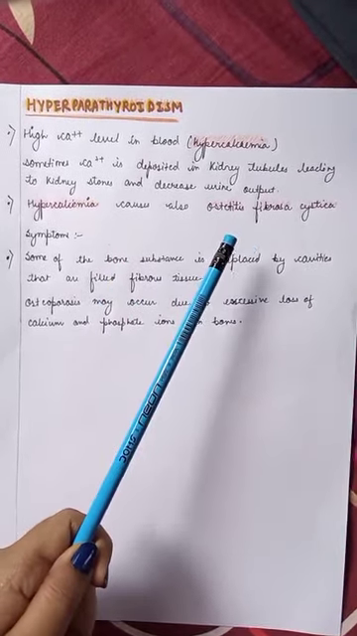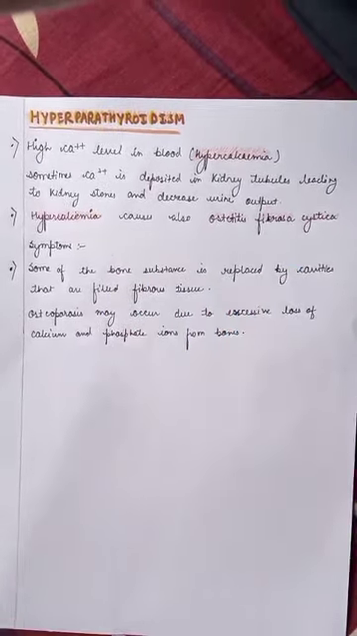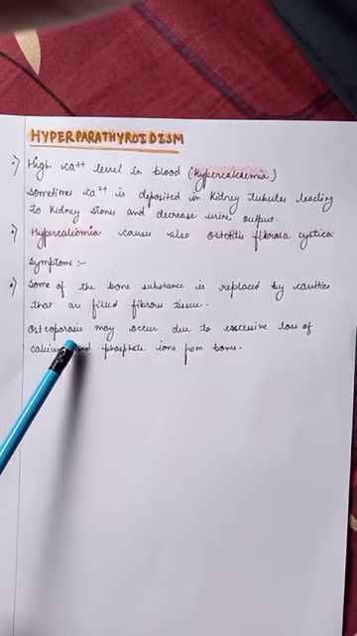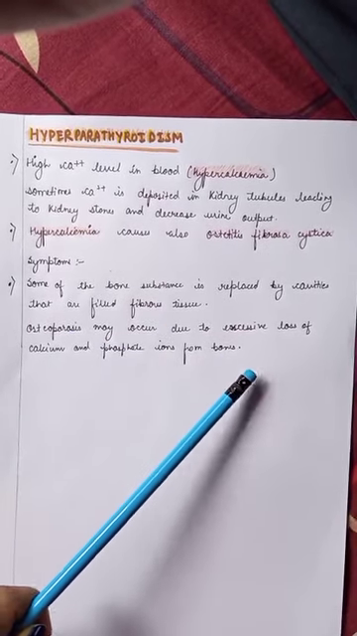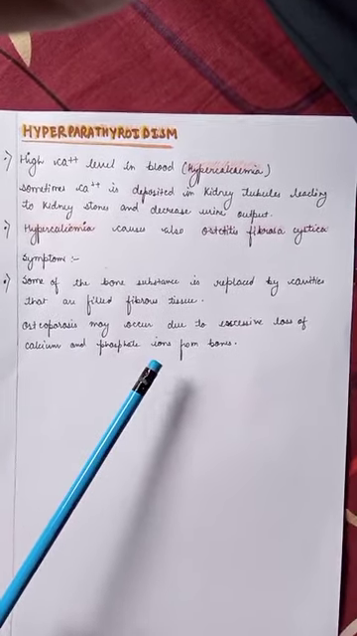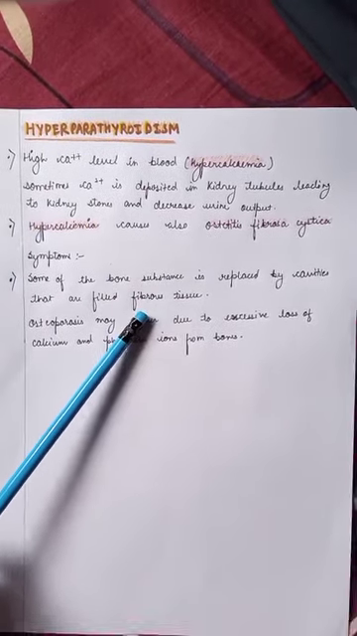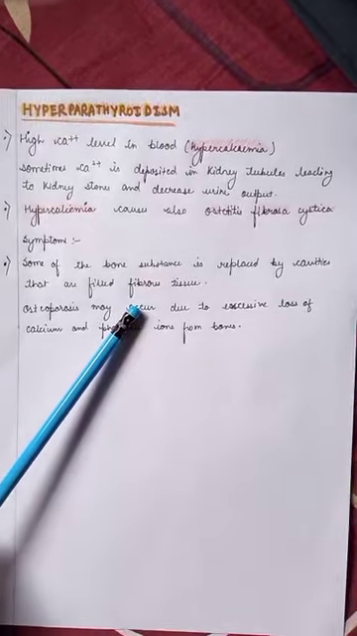Hypercalcemia also causes osteitis fibrosa cystica symptoms. Some of the bone substance is replaced by cavities that are filled with fibrous tissue. Osteoporosis may occur due to excessive loss of calcium and phosphate ions from the bones. These are all the disorders of parathyroid.